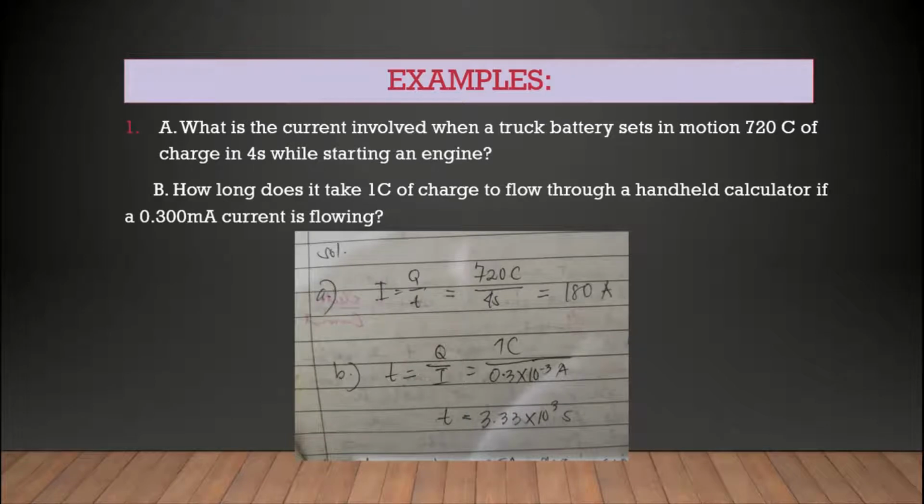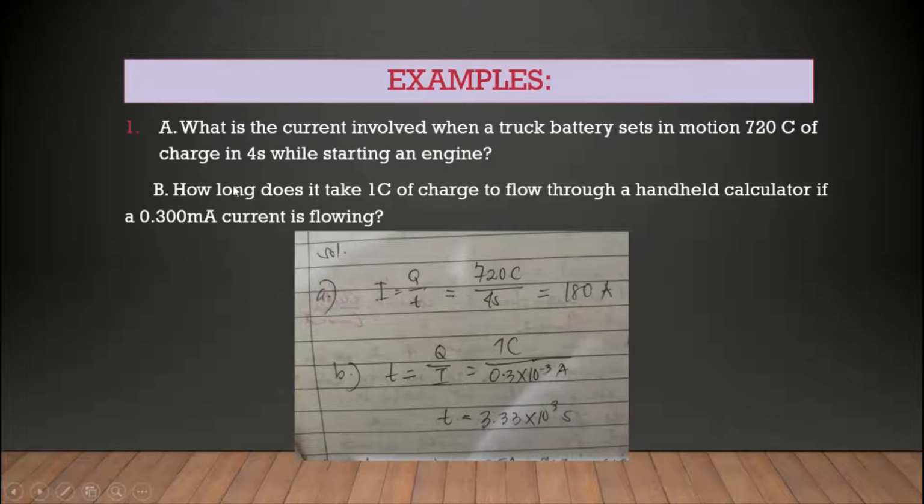Examples in utilizing the relationship between current, charge, and time. A. What is the current involved when a truck battery sets in motion 720 coulombs of charge in 4 seconds while starting an engine? Solution: let's use the formula I equals Q over T, where Q is given to be 720 coulombs and time is 4 seconds. So the electric current here is 180 amperes.